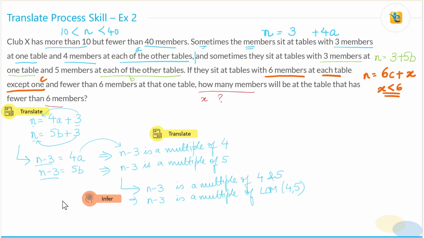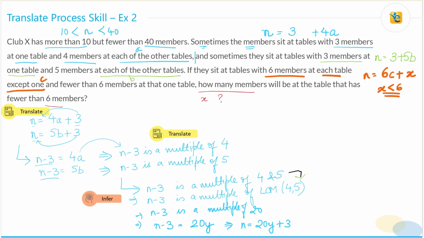I'm applying my understanding of the LCM concept, and I'm inferring that if n minus 3 is a multiple of both 4 and 5, this means that n minus 3 is a multiple of the LCM of 4 and 5. What does that mean? That means that n minus 3 is a multiple of 20, which means that I can write down n minus 3 as 20y. Now I'm going to restructure this. n is equal to 20y plus 3.